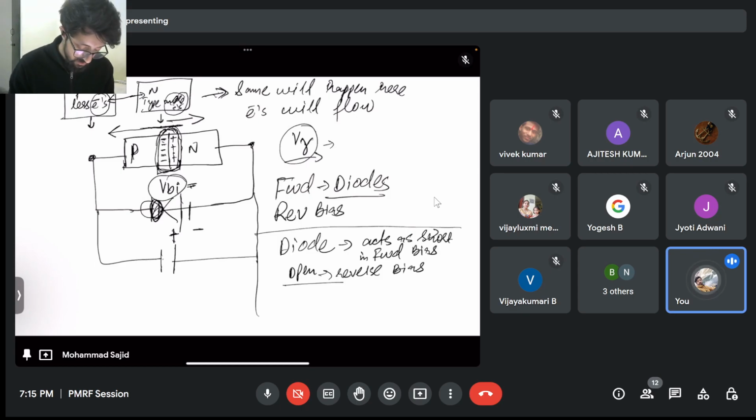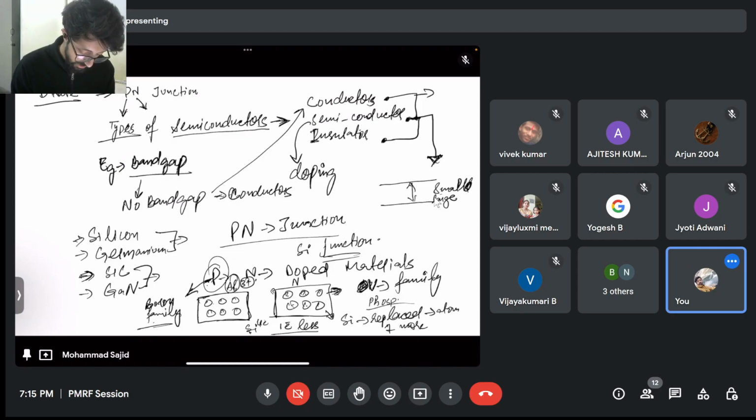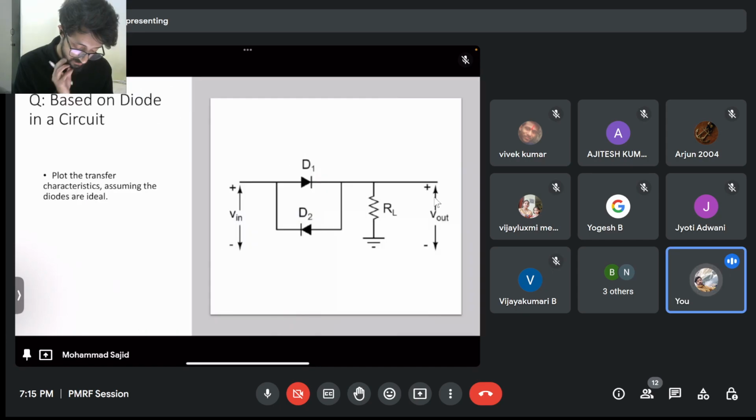Now let's discuss how these diodes will behave. You have to plot the transfer characteristics. What are transfer characteristics? They describe how your output changes when you change your input. From the intuition point of view, how do you think these diodes will behave? Anybody?